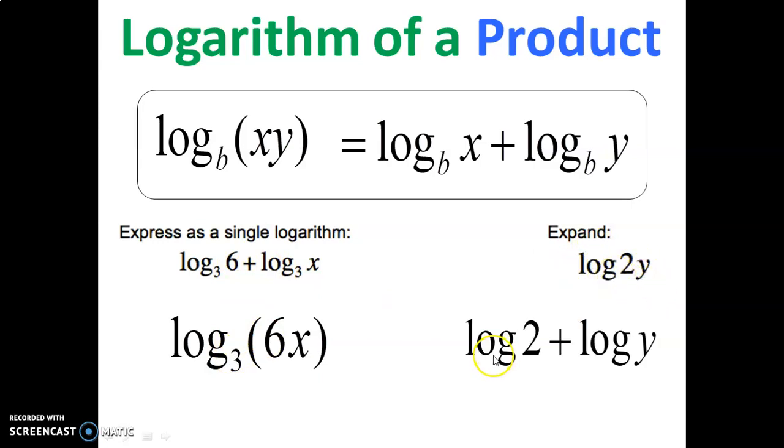And that becomes log of 2 plus log of y, because that product turns into the addition of those two logs. We don't see any number there. When you see no number, we assume it is a base of 10.